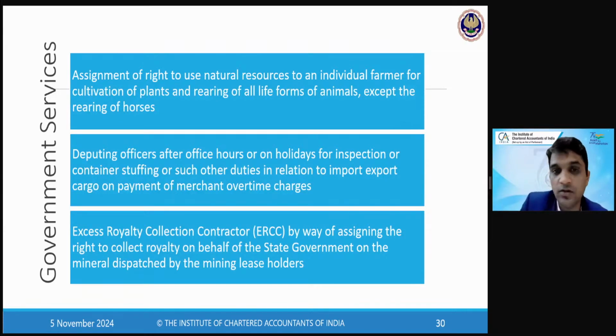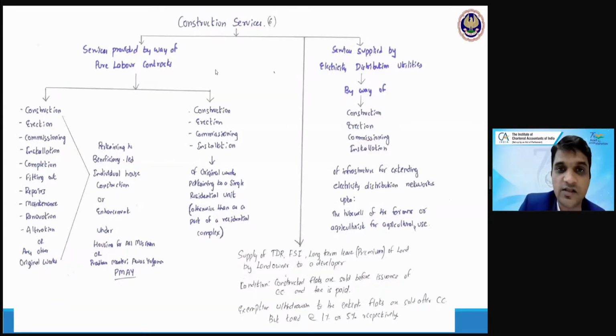Next, if we go to construction services, very simple here. Services provided by way of pure labor contract will be exempted when it is a pure labor contract for construction, erection, commissioning, installation, completion, fitting out. So all kinds of services pertaining to a beneficiary-led individual house construction or enhancement under the Housing for All Mission or Pradhan Mantri Awas Yojana.